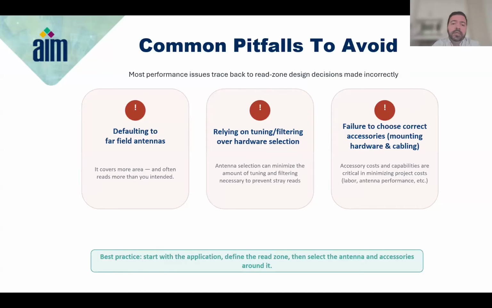Second one we want to bring up is relying too much on tuning and filtering over your hardware selection, right? So anyone that's worked with RFID, installed RFID, knows you can get into that reader and start tuning the power and filtering and trying to make it read exactly the way you want. Selecting the right antenna can just minimize that. You don't have to tune, you don't have to filter anything out to necessarily prevent those stray reads, right? So it saves a lot of back and forth.